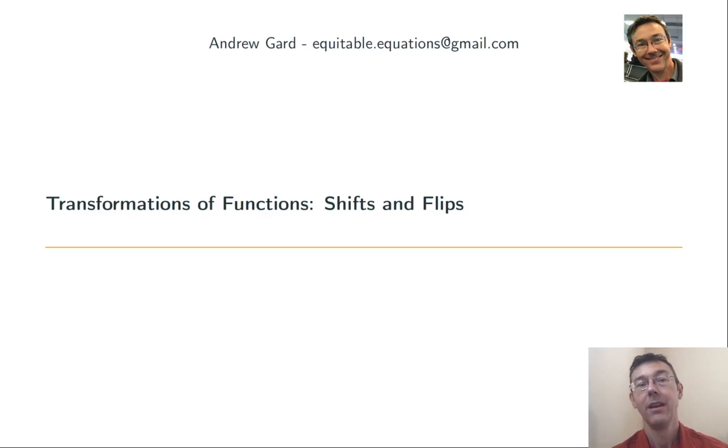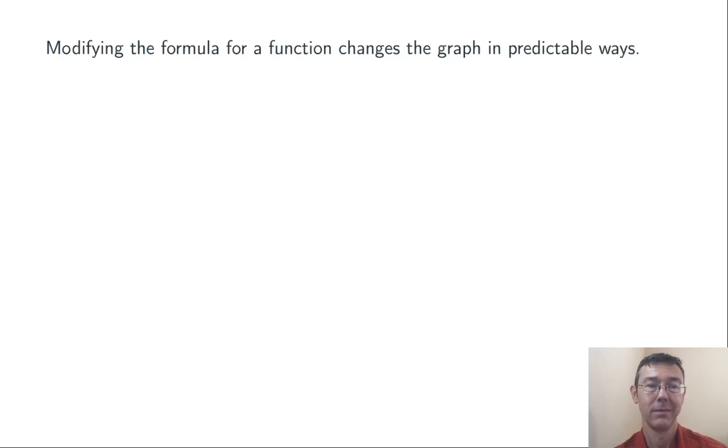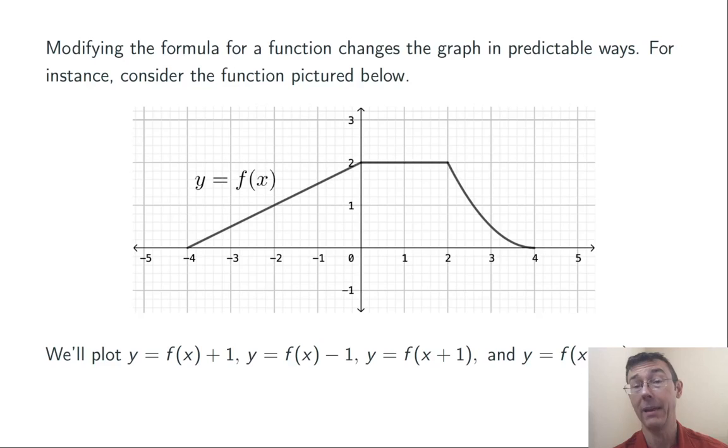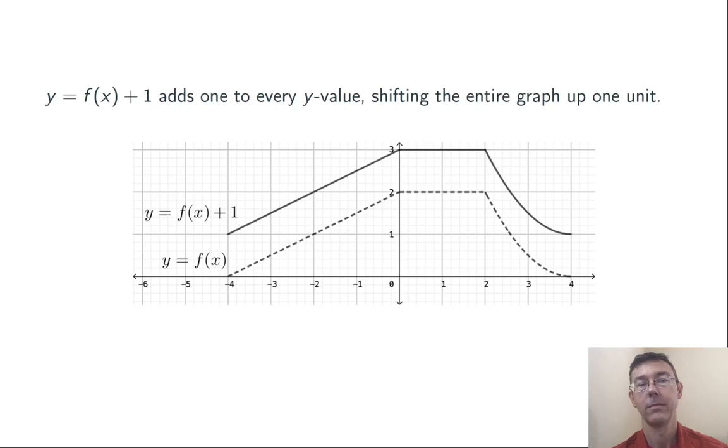Hey everybody. Today we're getting started with transformations of functions, talking about shifts and flips. Modifying the formula for a function often changes the graph in a simple and predictable way. For instance, let's look at this graph here, y equals f of x, and see what happens when we add or subtract 1 to f and when we add or subtract 1 to x before plugging into f.